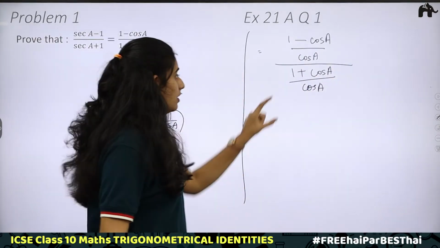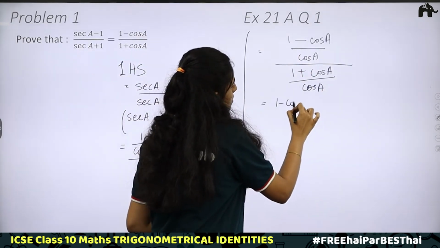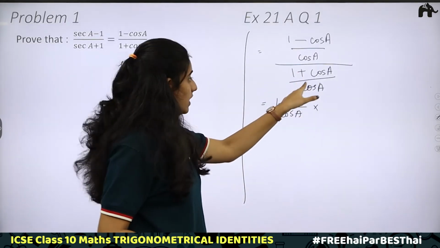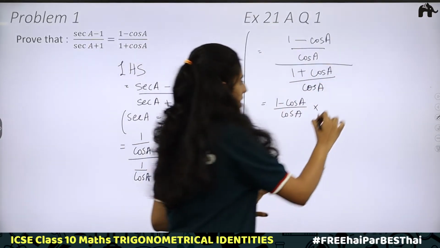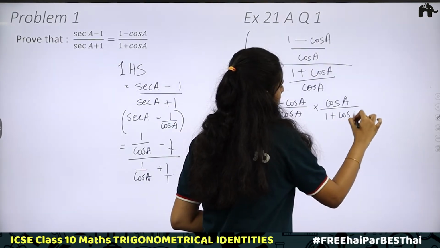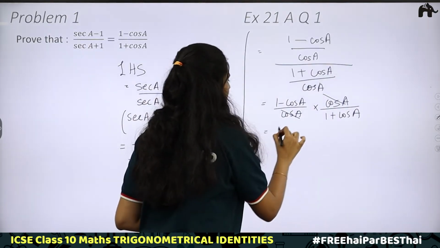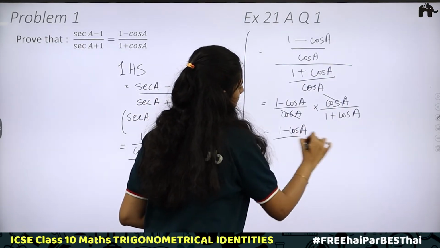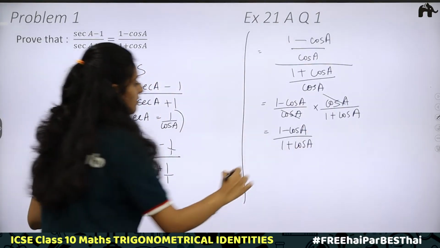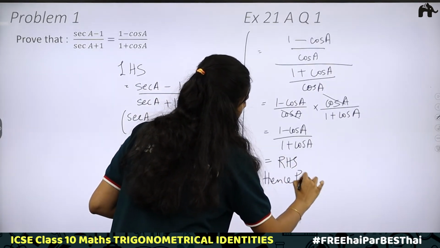Now taking the reciprocal of this denominator part, we get 1 minus cos A divided by cos A into, taking the reciprocal, cos A divided by 1 plus cos A. Cos A and cos A can be cancelled. Then we have 1 minus cos A divided by 1 plus cos A, which is the required RHS. From left hand side, we have reached right hand side. This is the required proof. Hence proved.